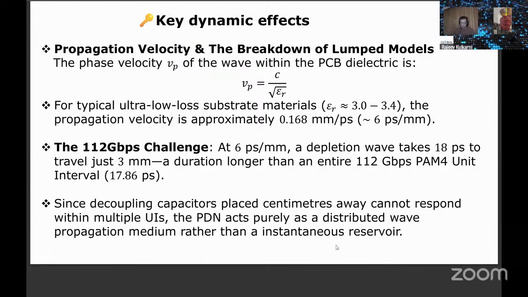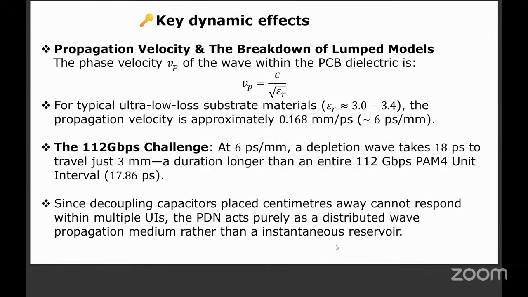Now, when we have a depletion wave, the decoupling capacitor should be within that distance. Otherwise, it takes more time. It won't reach in time. So we have to correlate time versus distance, or we can call it a gap also. The 112 Gbps challenge: at 6 picoseconds per millimeter, a depletion wave takes 18 picoseconds to travel just 3 millimeters. That is longer than the entire 112 Gbps PAM4 unit interval. The unit interval is 17.8 picoseconds, but it is taking almost double. You can say 2.1 or 2.2 times, for 3 millimeters.